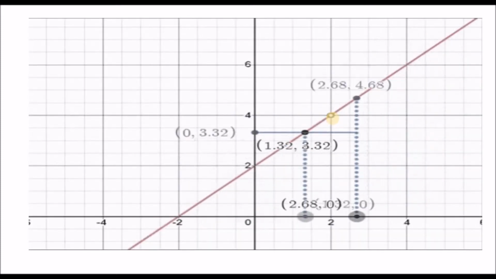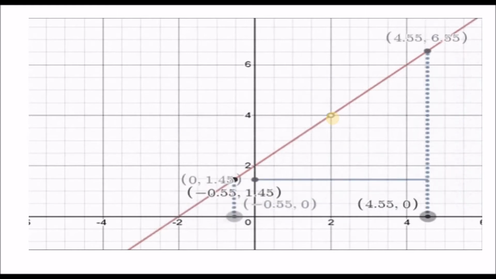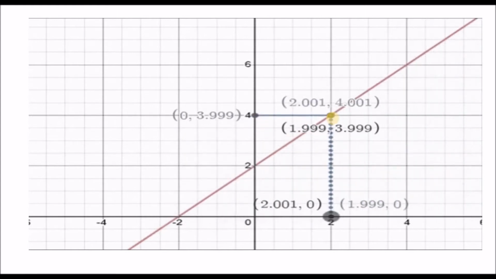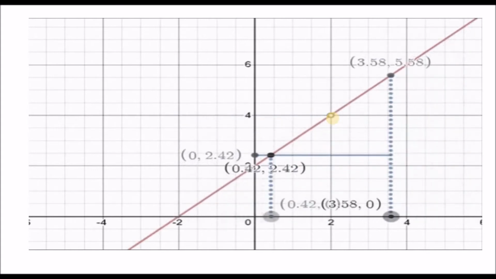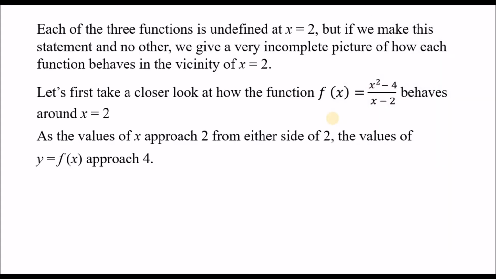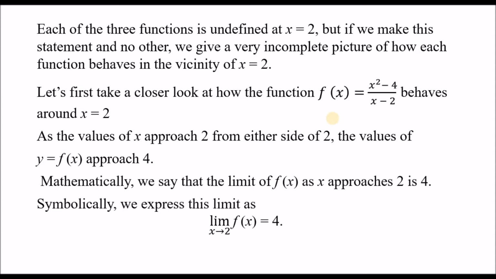From this picture, you notice that the function is undefined when x is equal to 2. And as x approaches 2 from above or below, the function approaches a value of y equals 4. We say that as the values of x approach 2 from either side of 2, the values of f of x approach 4. Mathematically, we say that the limit of the function f of x as x approaches 2 is 4. Symbolically, we express it as the limit of f of x as x approaches 2 is equal to 4.